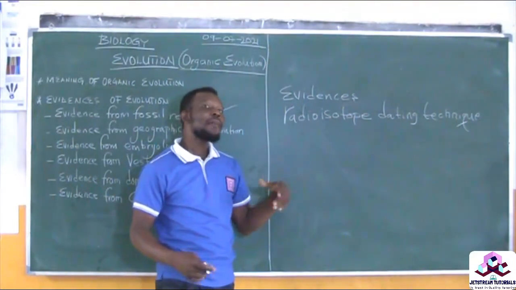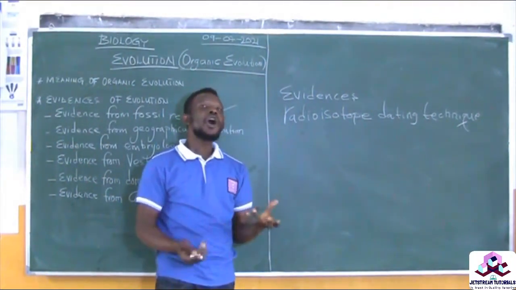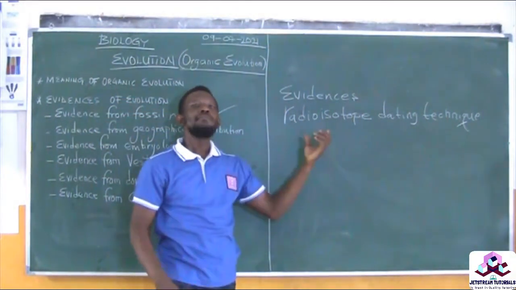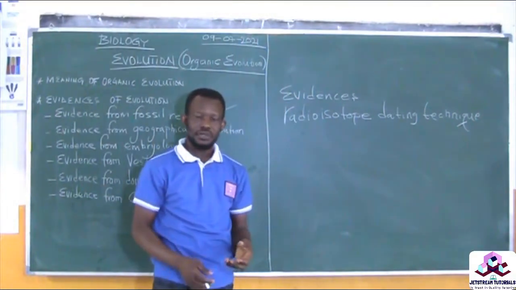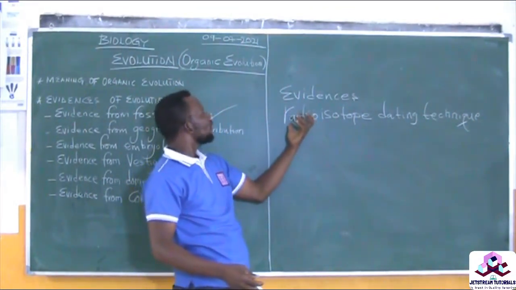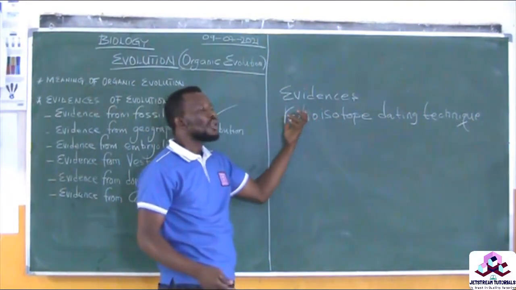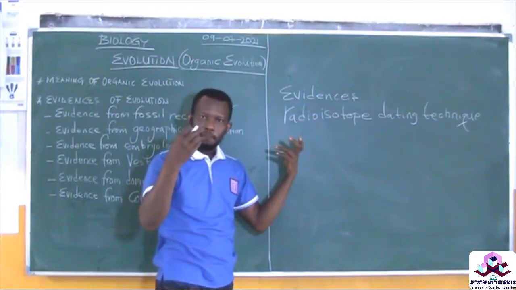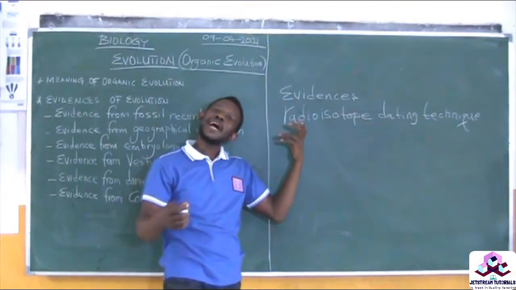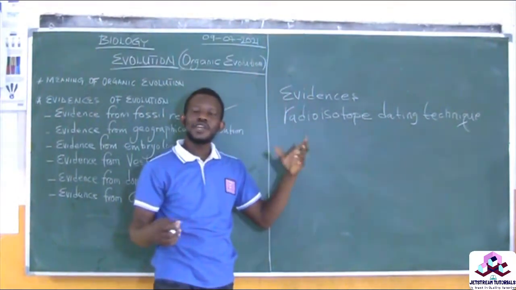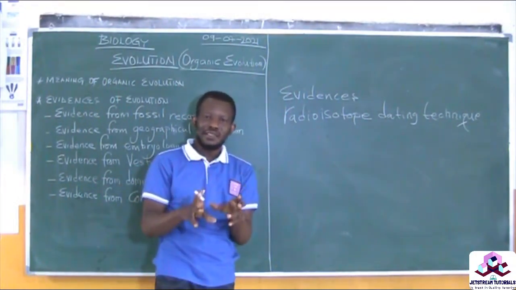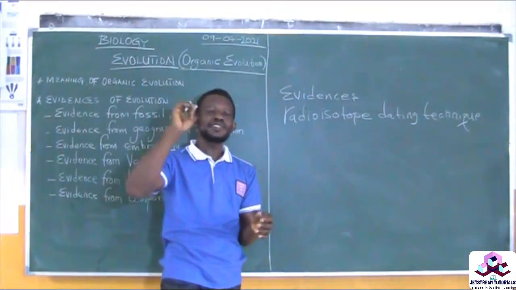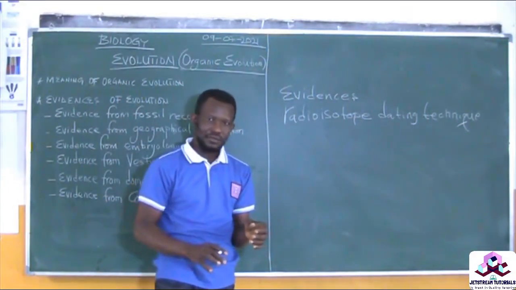For instance, carbon-14 takes a minimum of 60,000 years before it could decompose. So if you take, for instance, any animal that has carbon, and you want to know its age, if you observe the carbon-14, you are going to know that for it to completely decay, it must have at least a minimum of 60,000 years.